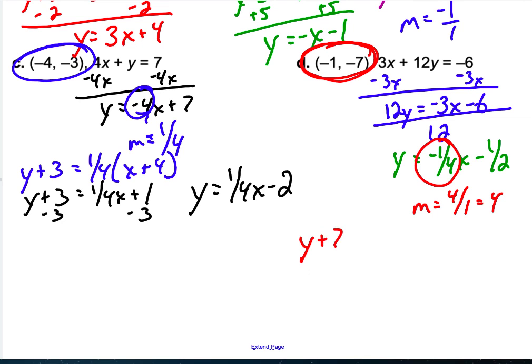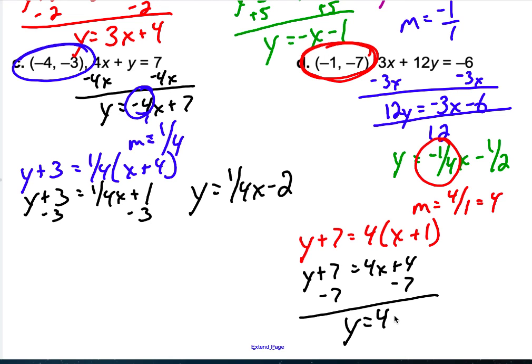So y plus 7 is equal to 4 times x plus 1. Again, if you like the other method where you plugged x and y and m all into the slope-intercept form and then just solved for b and then rewrote your equation, totally fine. For me, this just goes a little faster. So I get y plus 7 is equal to 4x plus 4. Solve for y to get it in slope-intercept form. And I get y equals 4x minus 3.